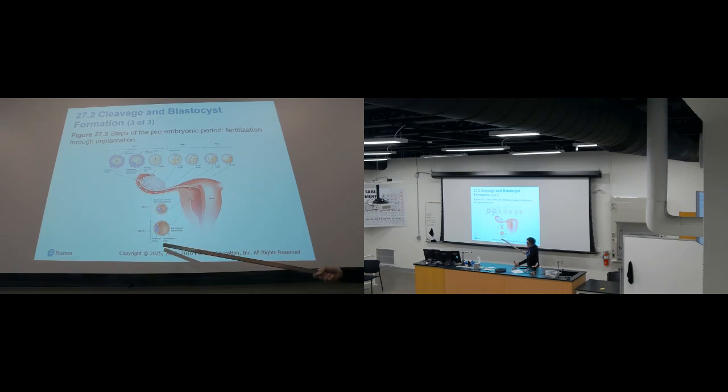Now, this inner cell mass, which is going to form the future baby, will be basically facing the myometrium and the endometrium. It doesn't face the uterine cavity. Why do you think that is? Why does this inner cell mass orient towards the myometrium? What is so special about the myometrium? Why does it not orient toward the cavity?